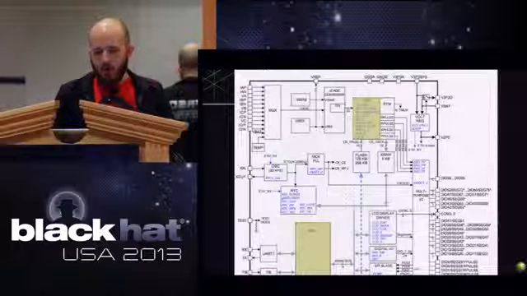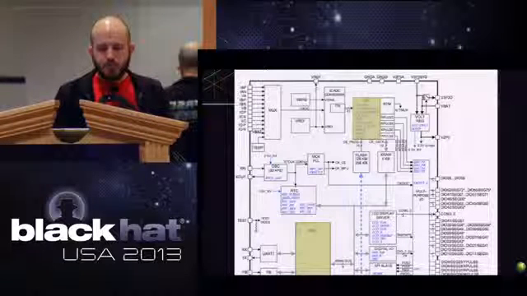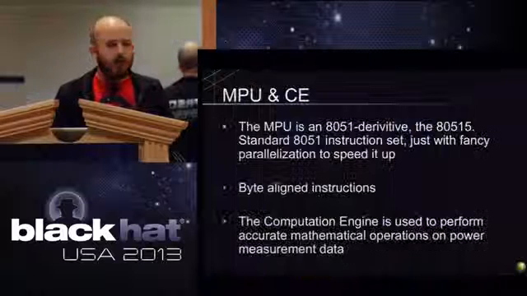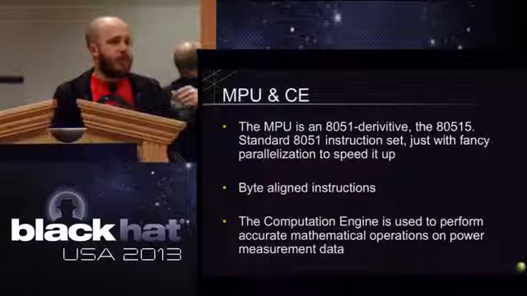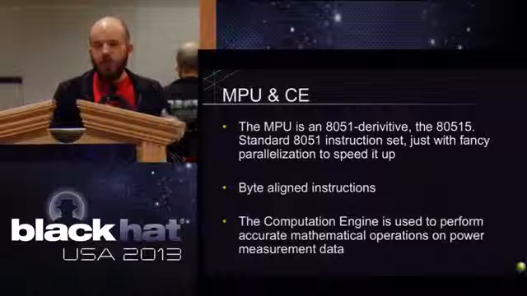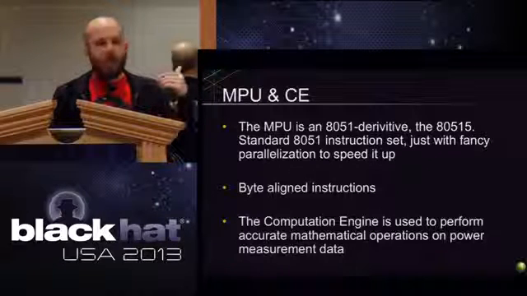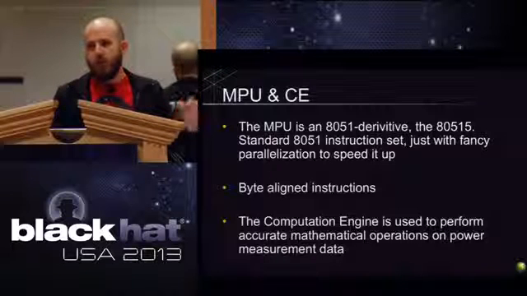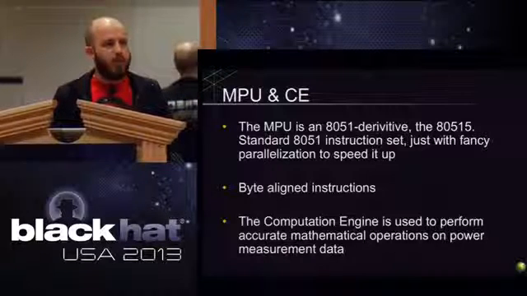So zoom in a little bit, and we're going to look at these two to start with. What we're looking at here, that's the MPU microprocessor, and the CE is something specific for doing the power measurement calculations. So the MPU, the 8051 derivative, that's an Intel chip that's been around forever. That one's very, very ubiquitous. It's in lots of places in everyday life.